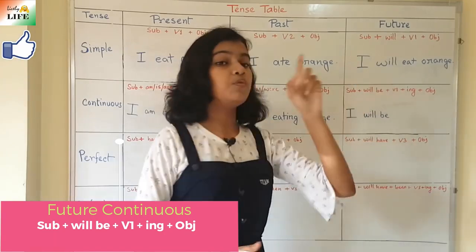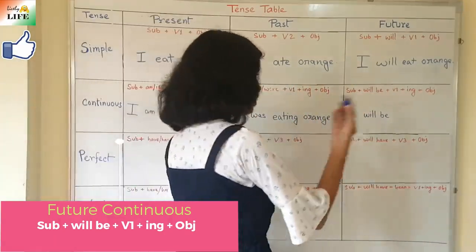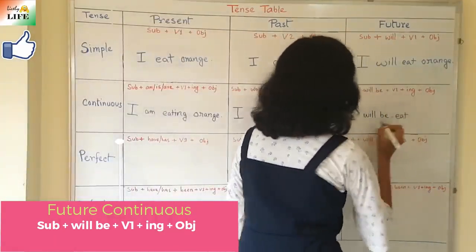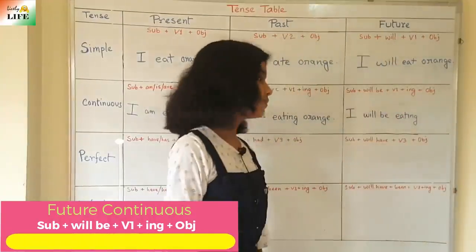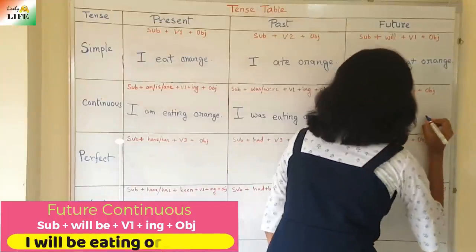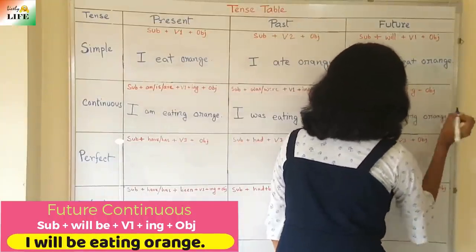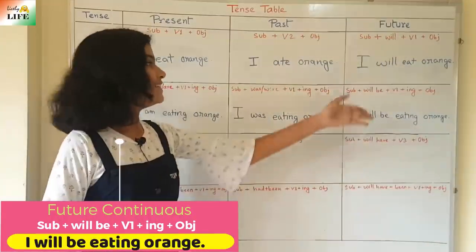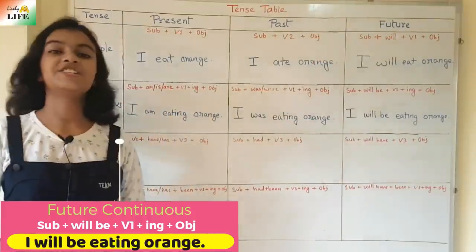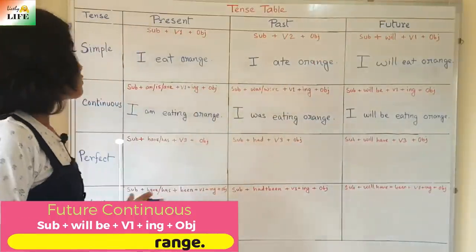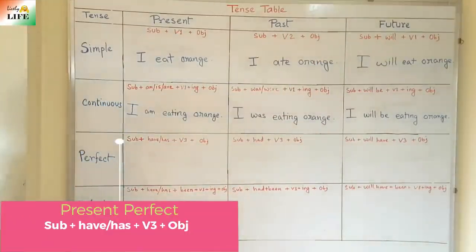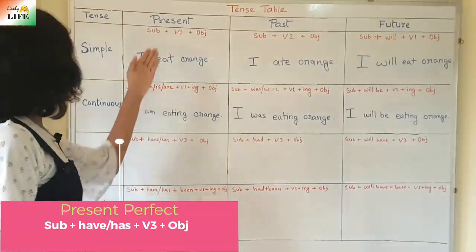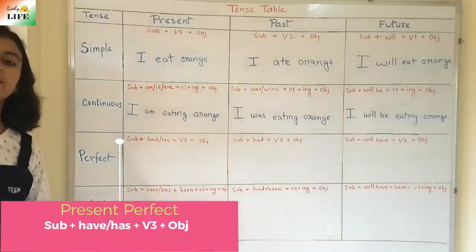I will be, then verb's first form. So eat, and then ing. Eating. I will be eating orange. Okay, this is in future continuous tense. So we completed continuous tense. Now the next one is perfect tense. So first, let us start with present perfect tense.